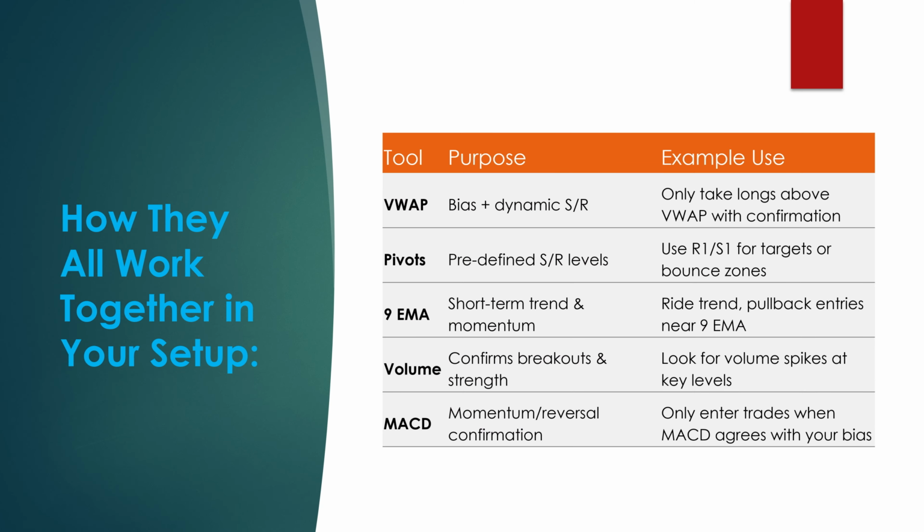How they all work together. The VWAP gives bias plus dynamic support and resistance: only take longs above the VWAP with confirmation. Pivots predefine your support and resistance levels, the targets for bouncing zones. Your 9 EMA shows short-term trend and momentum: ride the trend, with pullback entries near the 9 EMA. Volume confirms breakouts in strength: look for volume spikes at key levels. And then your MACD is momentum and reversal confirmation: only enter trades when your MACD agrees with your bias.